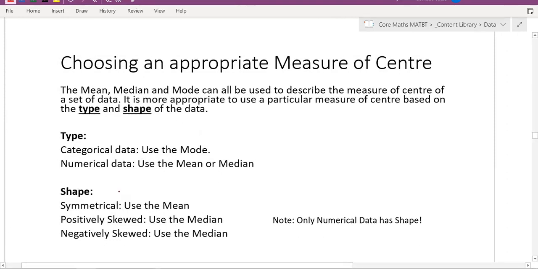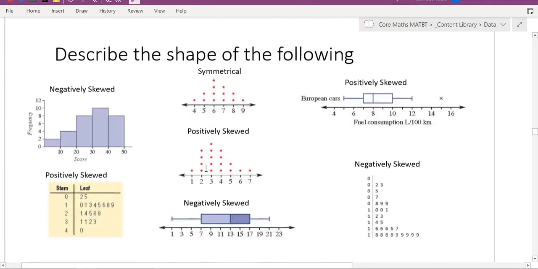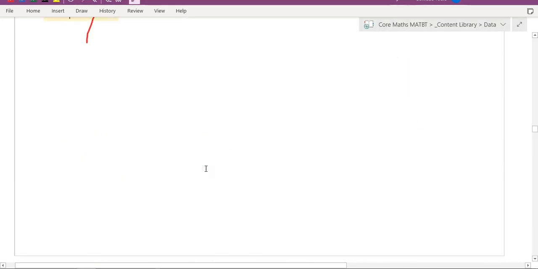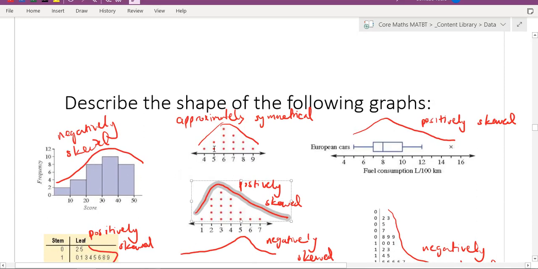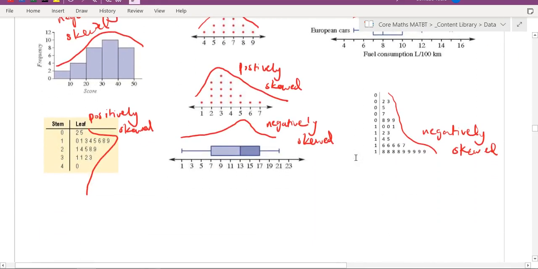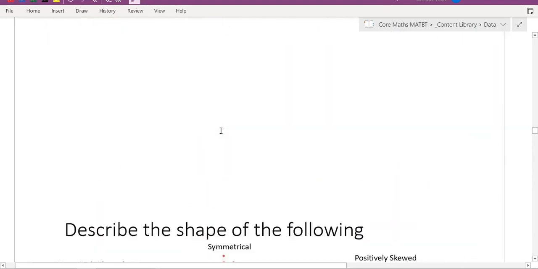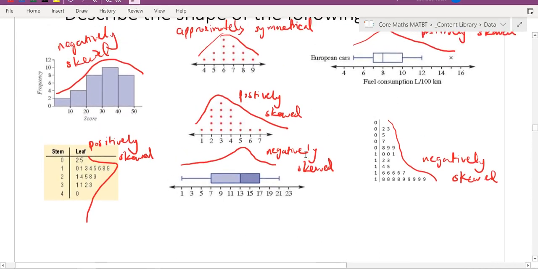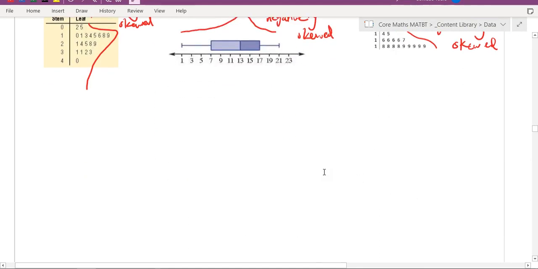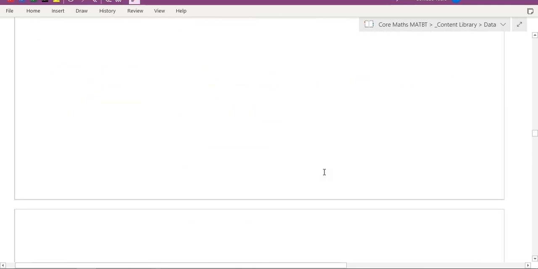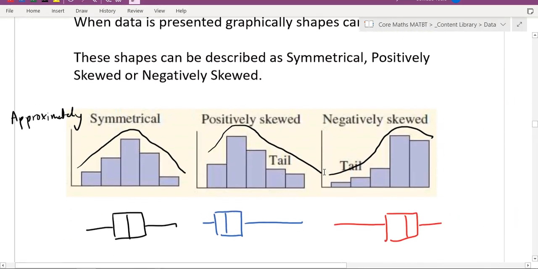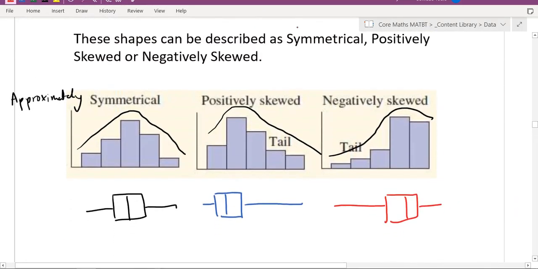Alright, so if you remember last lesson, we were looking at the different shapes of your graphs. By the way, shapes only apply if you have a graph like these. You don't really use them in any other types of graphs. So bar charts, histograms, and box plots, and also your stem and leaf plots and dot plots. But let's keep going. Does anyone remember the three shapes that we've used to determine the skews and all that?